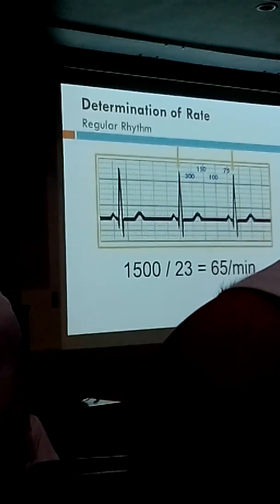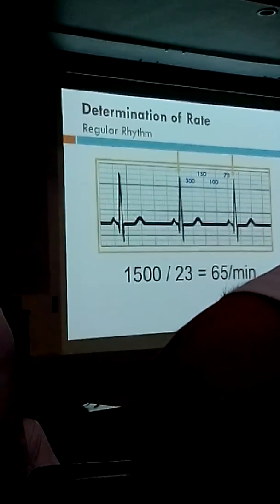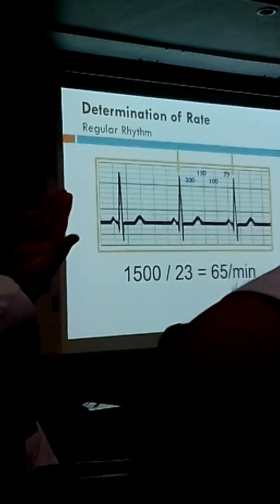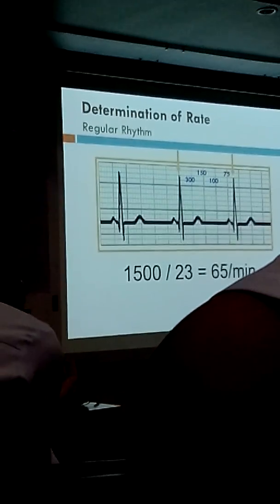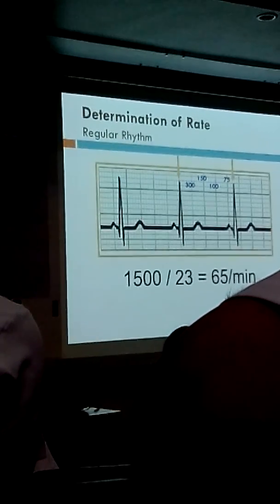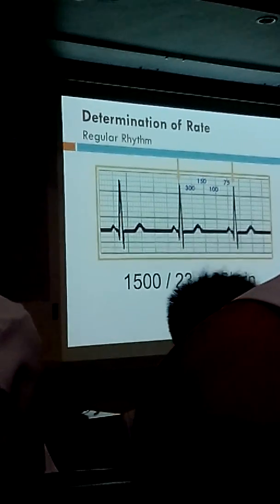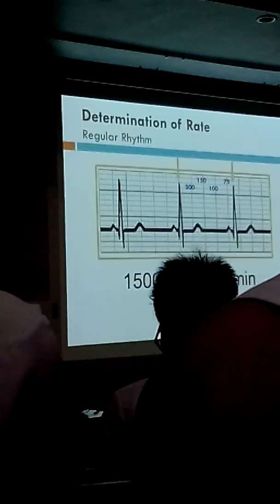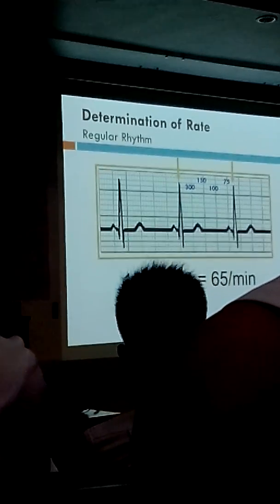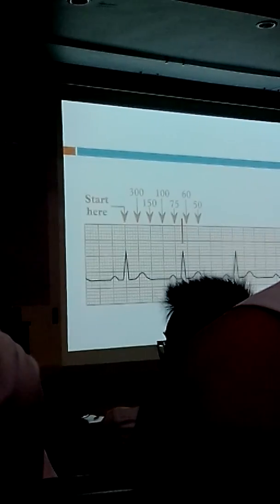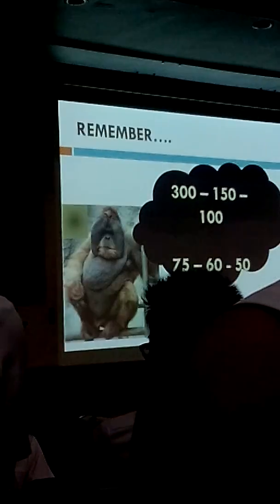So, basta, you just have to think of the two methods in determining the heart rate. But if you want to be accurate, think of the 1500 method. So that's more accurate compared to when you talk about the small squares. So it's just the same.